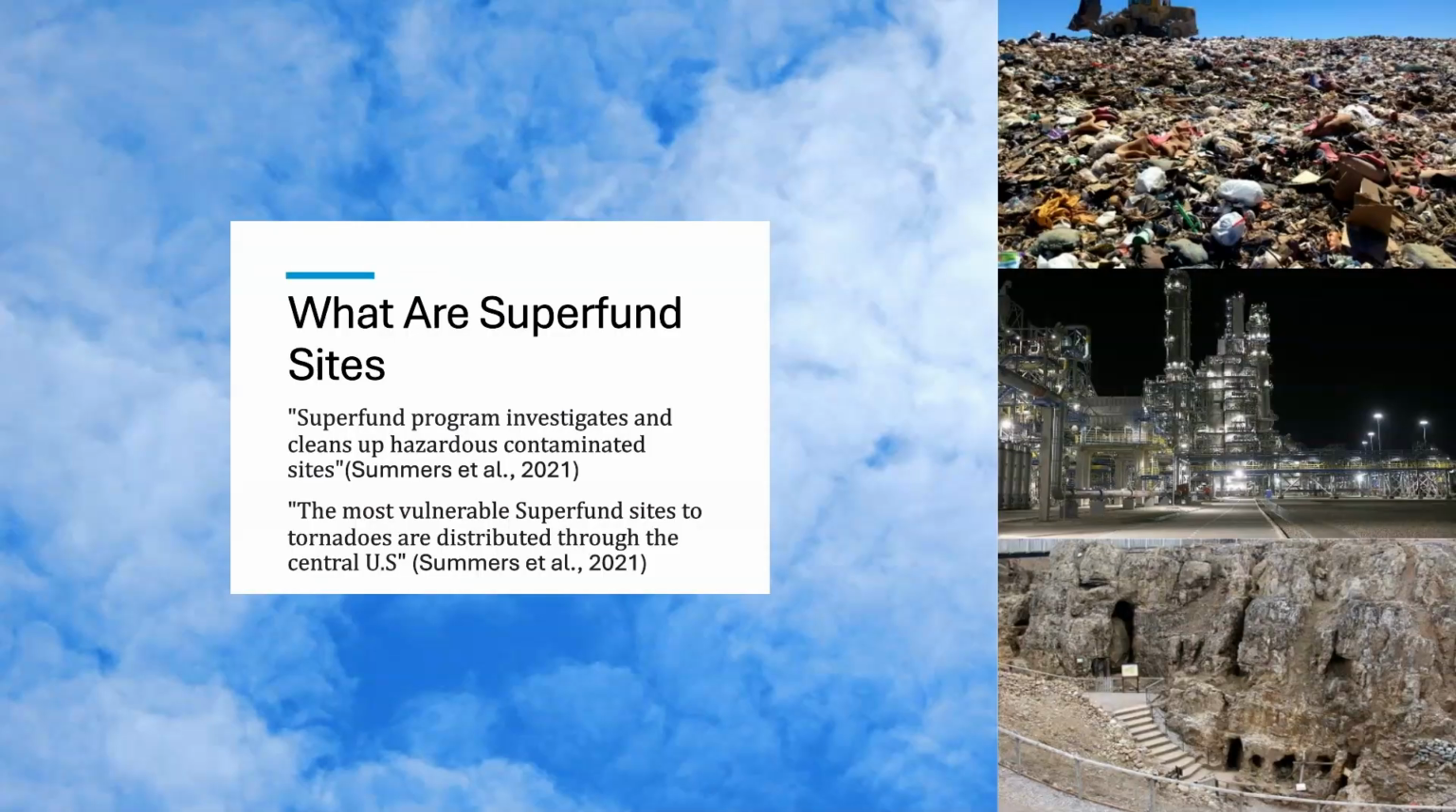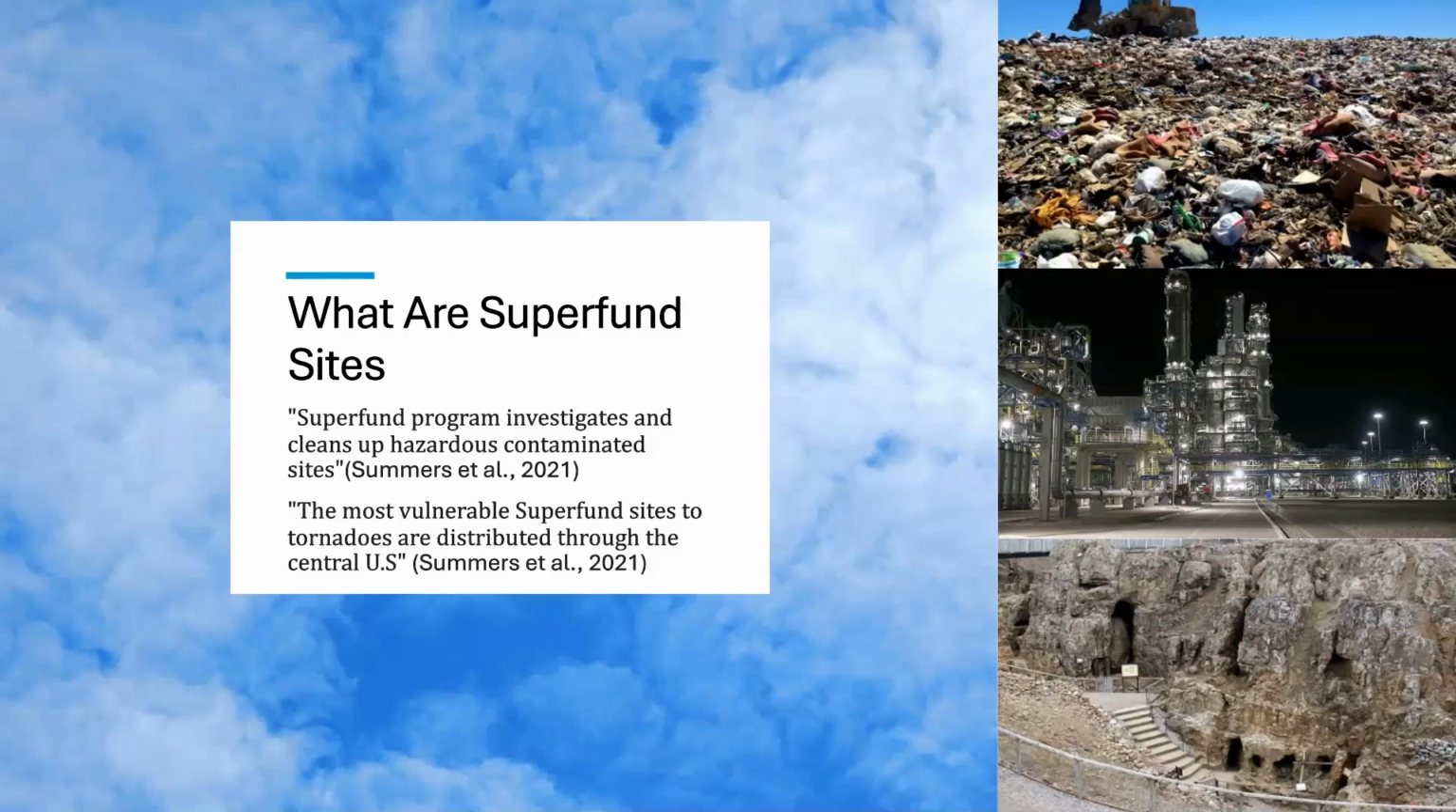So as I said before of Superfund sites, I didn't really explain it in the previous introduction slide, and I want to go further into depth on what Superfund sites are. Based on a peer review article by Summers and other authors, called Asbestos Exposure and Natural Disaster, Superfund sites are usually hazardous contaminated sites. Some examples are pollution dumps, mining sites, and even water purification plants. One example is the one down the road from Corpus Christi. These are known as Superfund sites because they are the most vulnerable to tornadoes, and those are usually distributed among the central U.S.